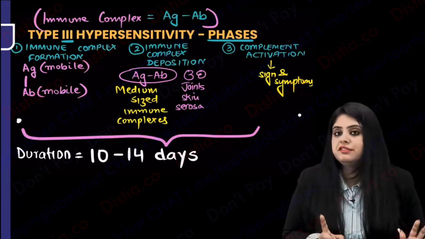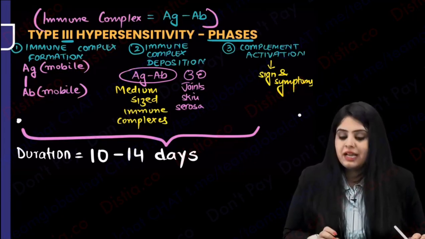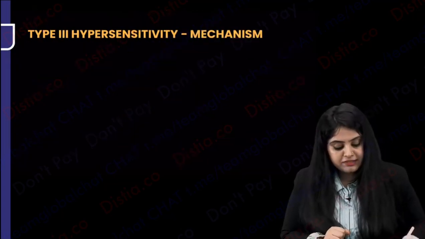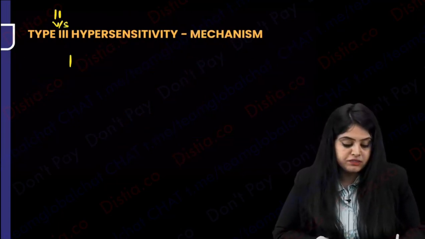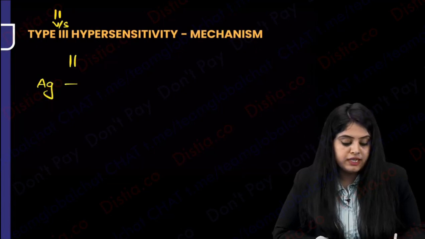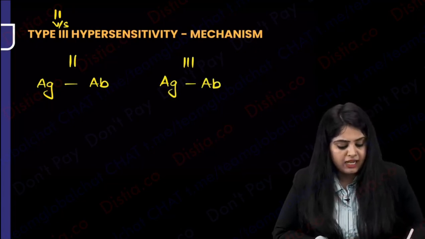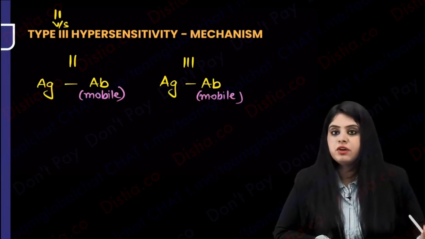Yes, this was your basic mechanism. I will be able to explain this better to you as soon as I tell you the examples. But before that, what did you notice as a difference between type 2 versus type 3? Because in type 2 also, there was an antigen and an antibody involved. In type 3 also, there was an antigen and an antibody involved. And I know for a fact that antibody is always mobile. It is always going to roam around in my blood.